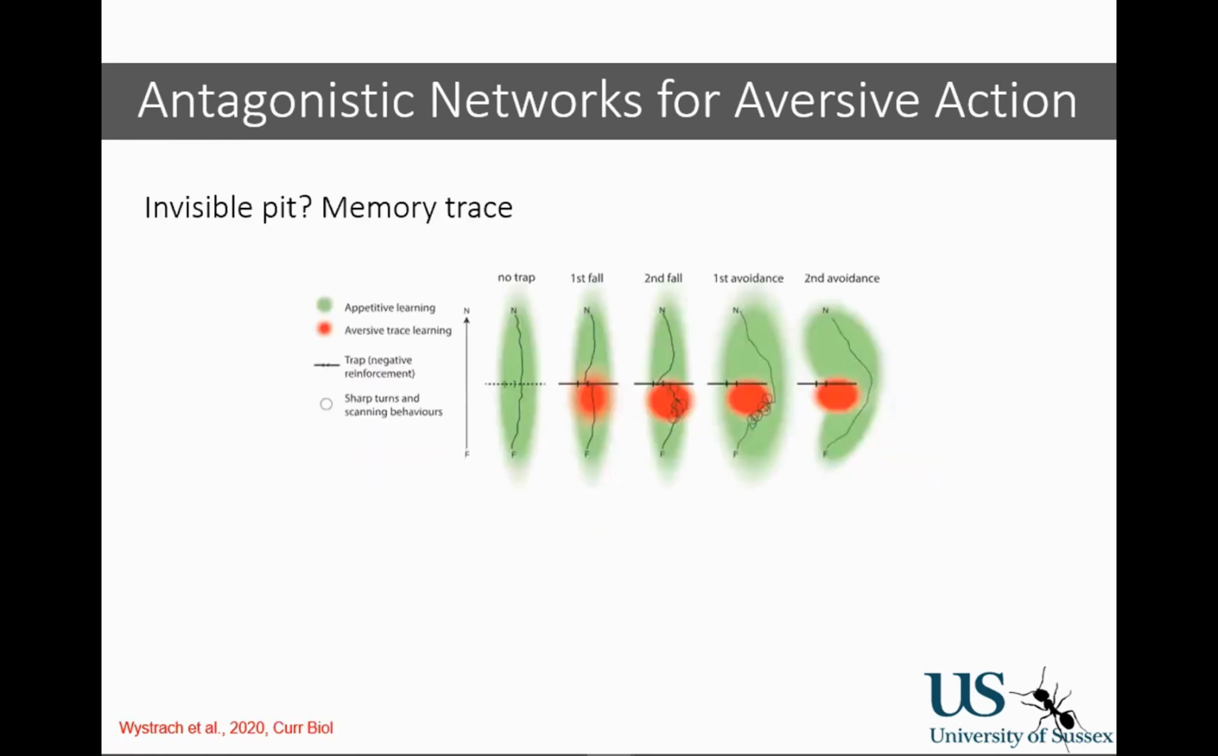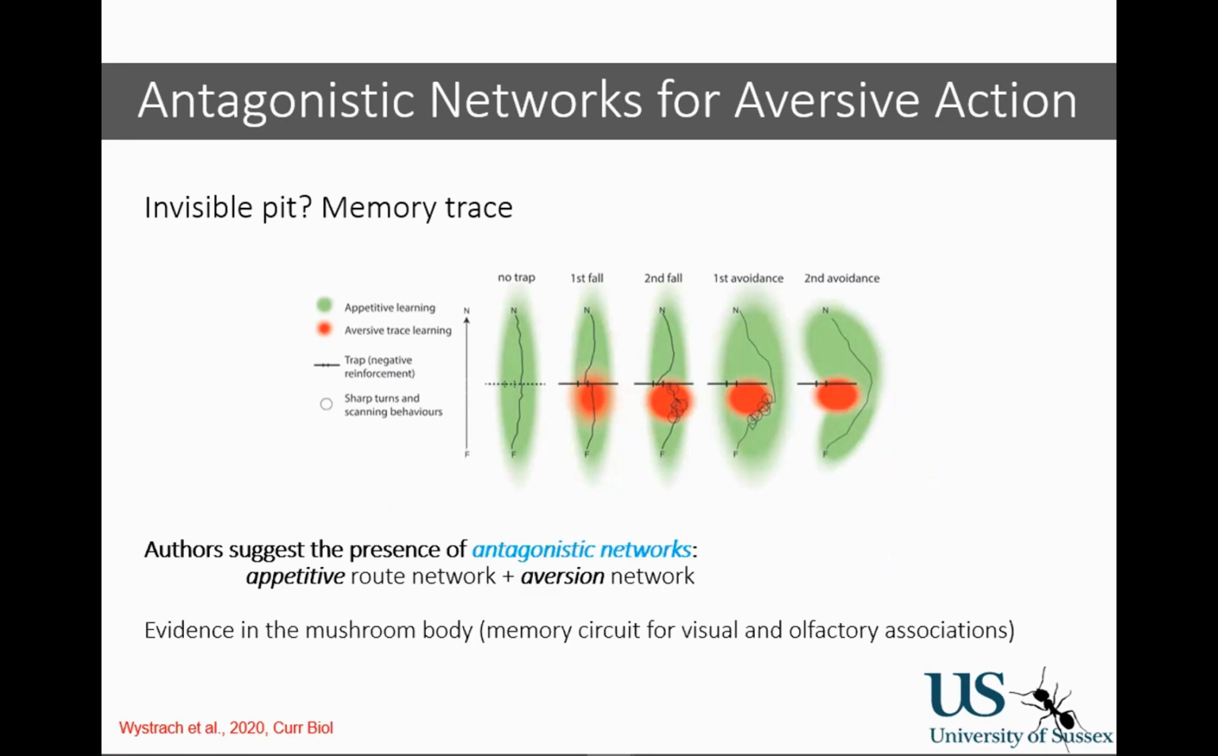So because the pit is invisible, it suggests that the ants have a memory trace, which they use to perhaps train another network. So the author suggests that there's the presence of an antagonistic network. So there's the appetitive route network, which is that route from the feeder to the nest, and then there's an avoidance or aversive network, which is pushing the ants away when they come across a negative reinforcement. And there is evidence in the mushroom body, which is a memory circuit for visual and olfactory associations that we find in some insects, of these antagonistic networks.